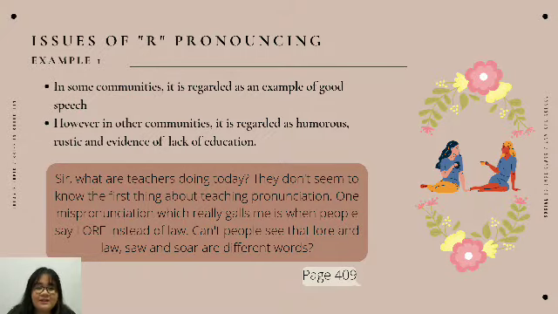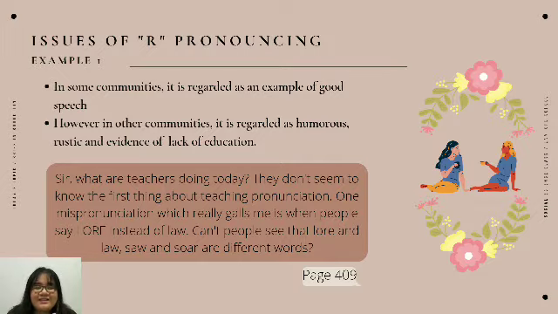So, the first example is the issue of pronouncing R. It is one of the best examples of the arbitrariness of the linguistic features. We can see the example below. This example is from the textbook page 409. From the example, some people pronounce lore as lore and some people pronounce it as law, which is quite similar to law as in law and order. This shows that this person has a negative attitude towards those who are not R pronouncing. In some communities, R pronouncing is regarded as one of the examples of good speech. However, in other communities, it is regarded as humorous, rustic, and evidence of lack of education.